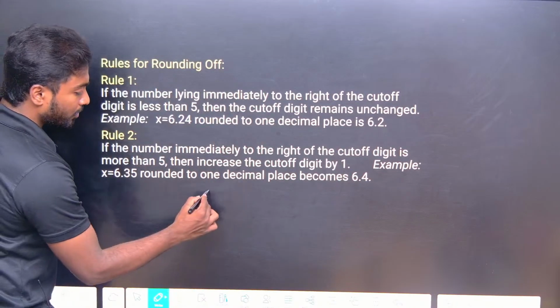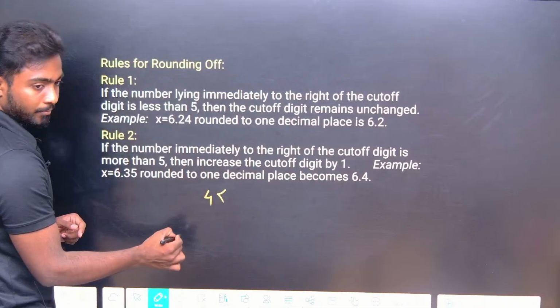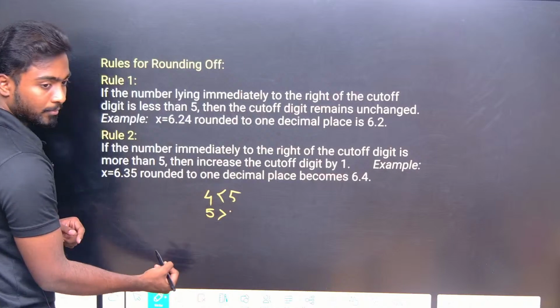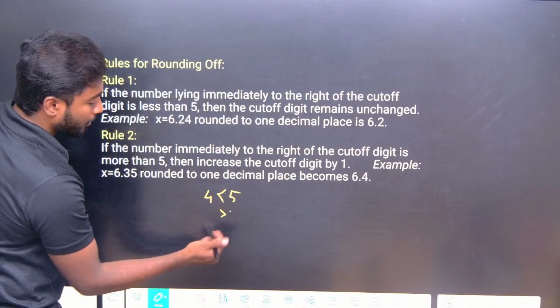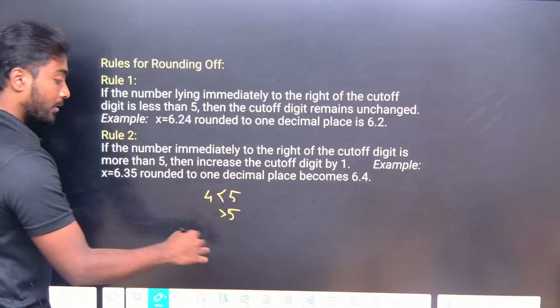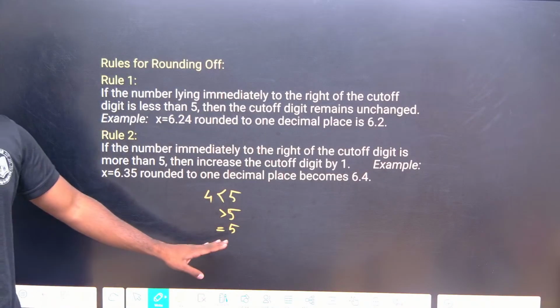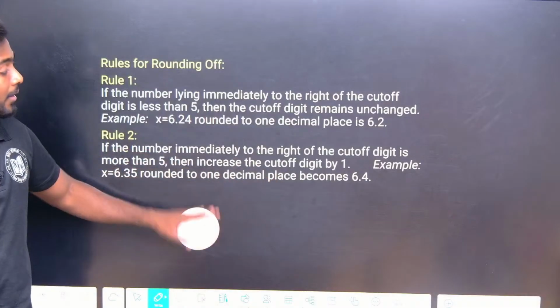First rule is number is less than 5. Second rule is number is greater than 5. Third rule is equal to 5. First rule, what we are seeing is if the number is less than 5.